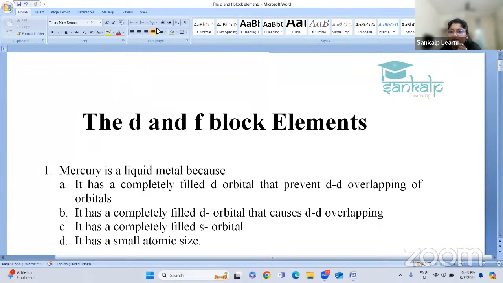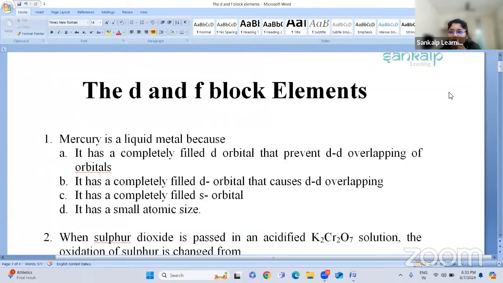Okay. So, we have completed two chapters. We have completed MCQ solving on the first chapter, solutions, and then we had seen alcohol, haloalkanes and haloarenes, right? So, today we are going to start with the next chapter, that is D and F block elements.